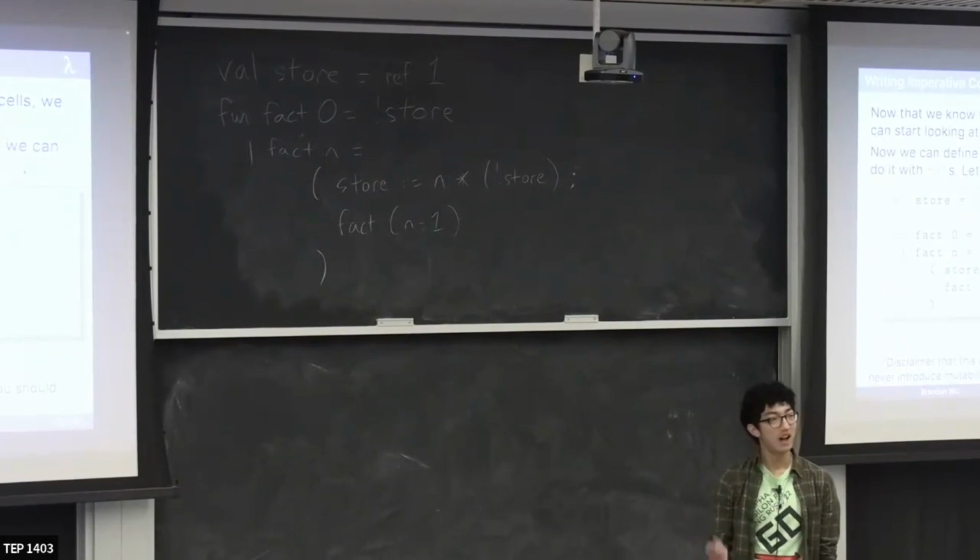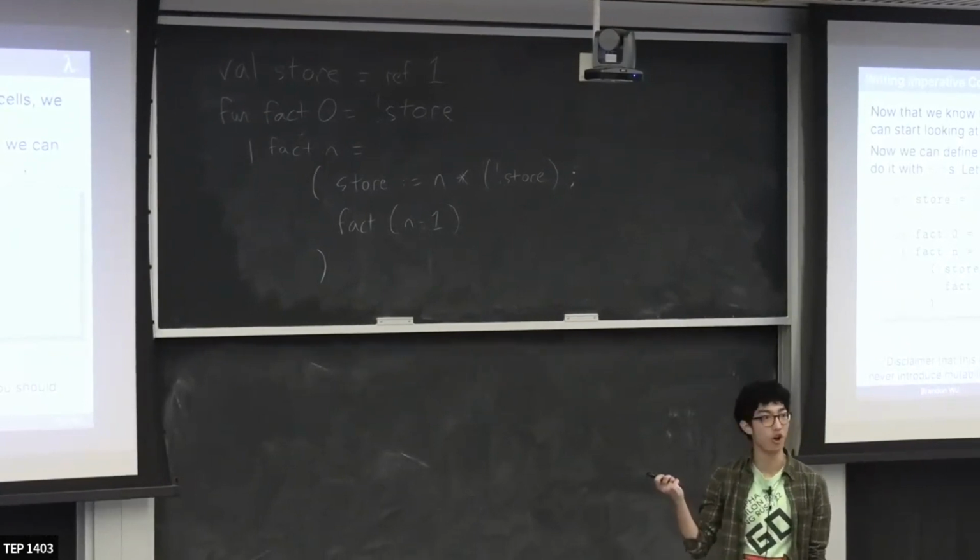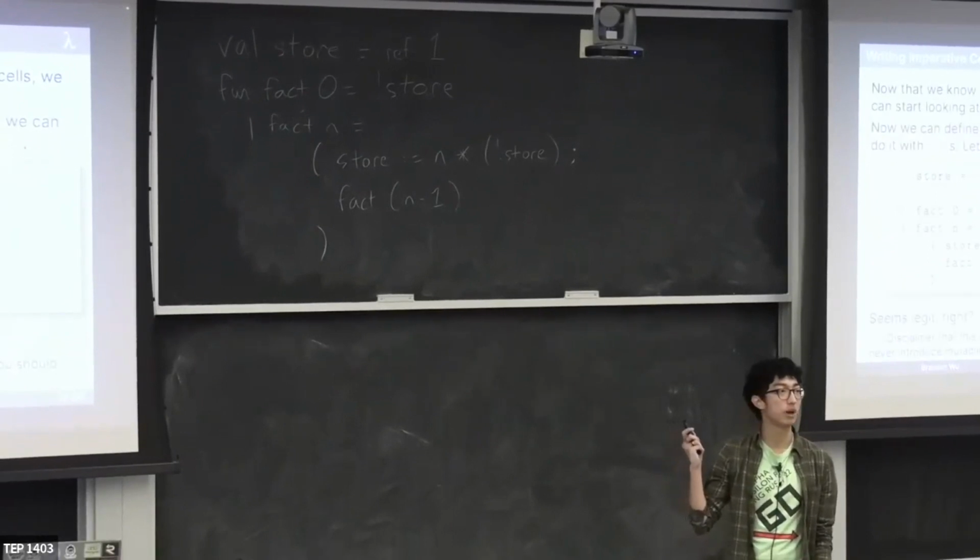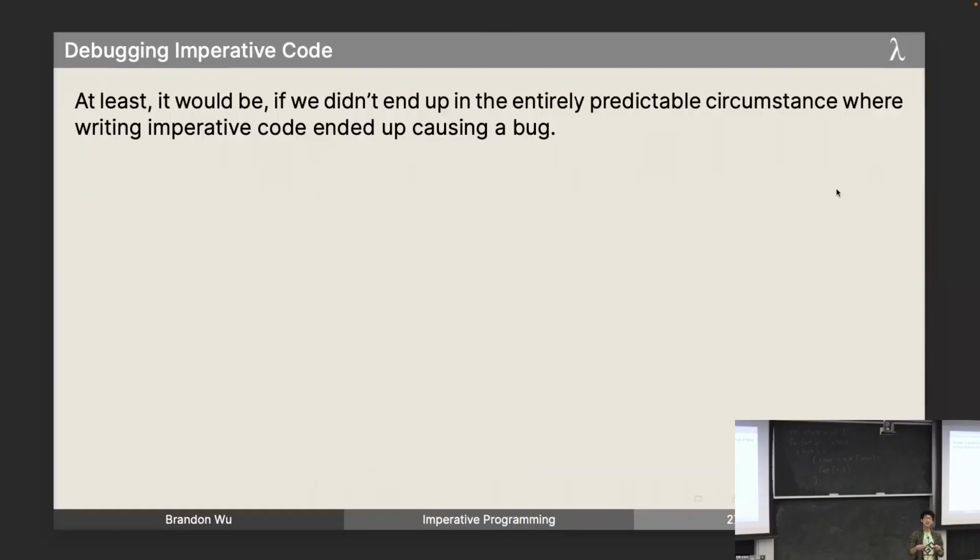So the point is, as is typical with any kind of imperative programming, I've lied to you because I very easily made a mistake, and this is just straight up wrong. I'm going to show you why. Entirely unpredictable. We write imperative code, and there's a bug. Who would have guessed? But here we are, right?